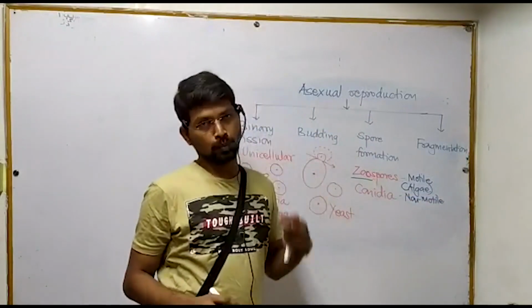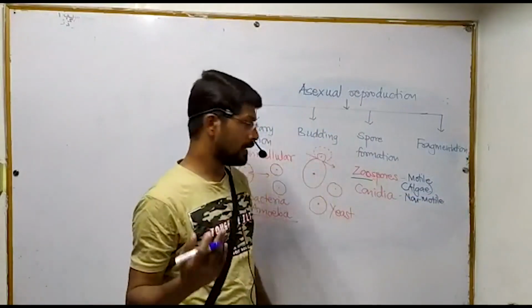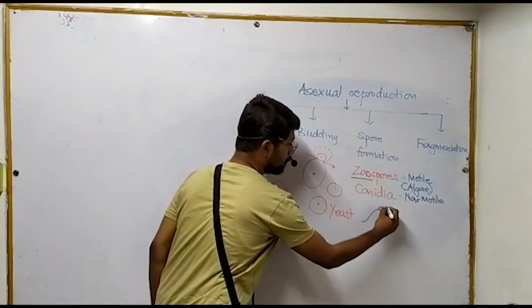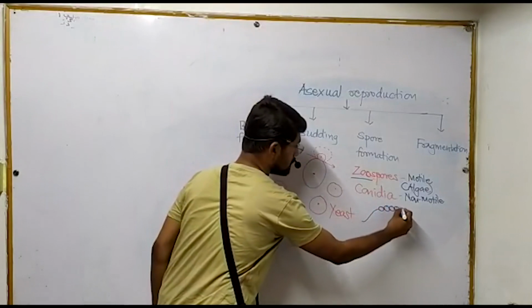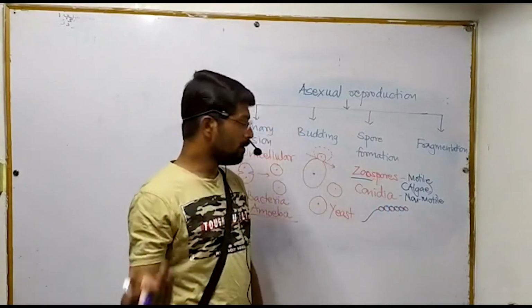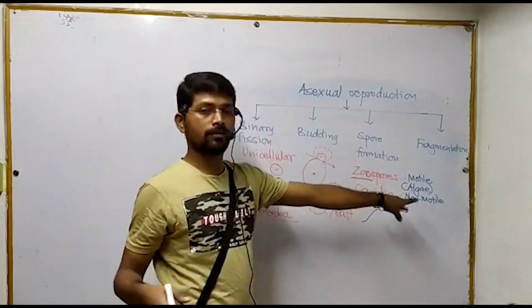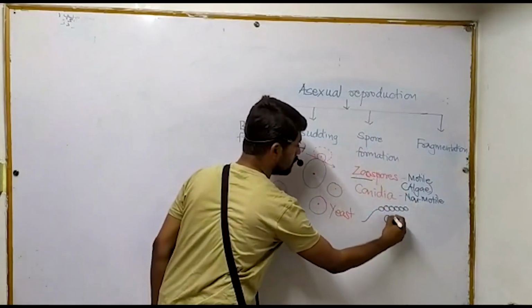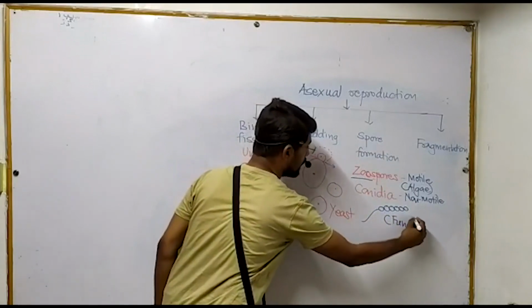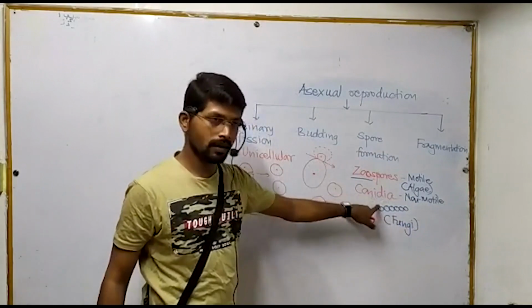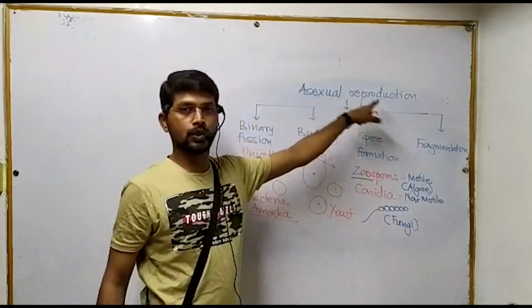They will not show locomotion. They are not supported with flagella and cilia. They develop from the filament and are produced in a chain like this, which is dispersed by means of wind and water to different places and is involved in the formation of a new individual. Formation of conidia is the characteristic feature of fungi. Different kinds of fungi produce these conidia as a means of asexual reproduction.